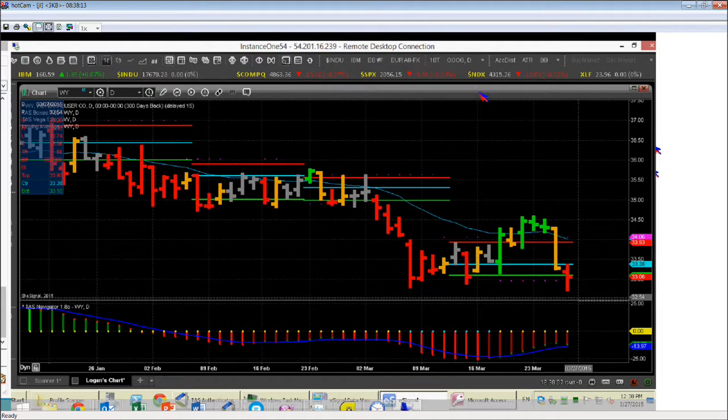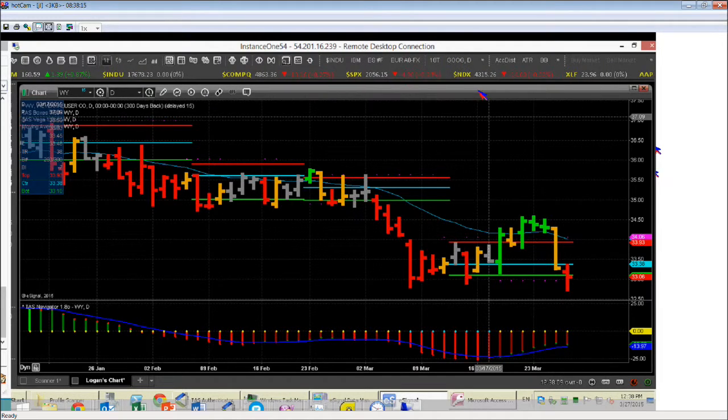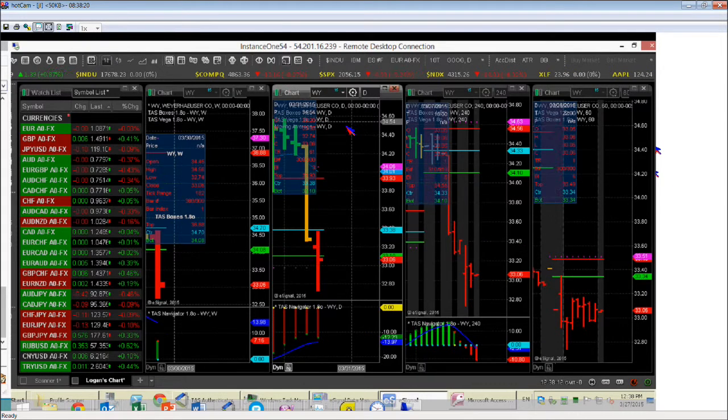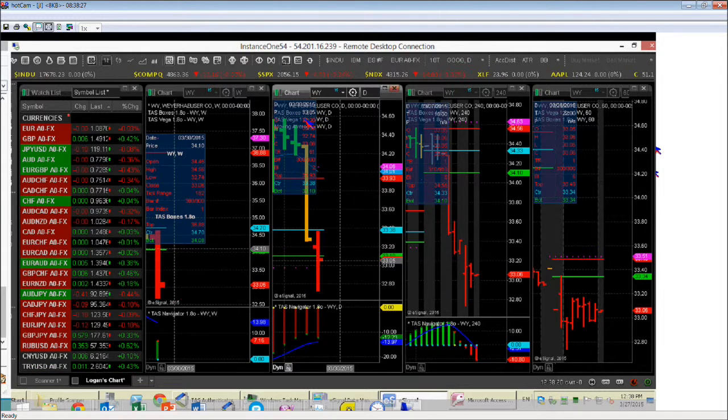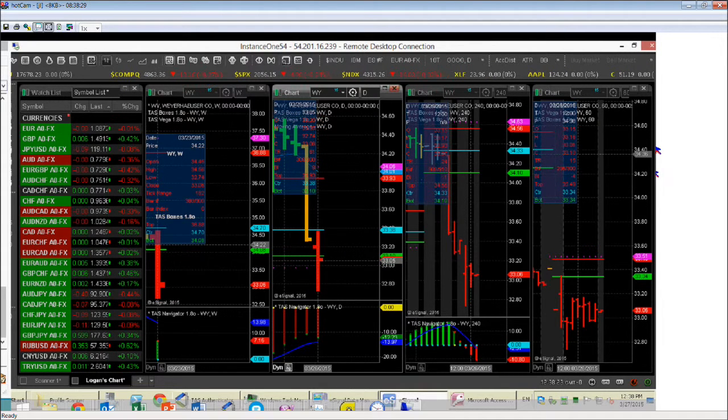But remember to put your stops in. If it doesn't work out, it doesn't work out. The risk reward scenario is what we're always looking for. Short-term stingy numbers are more than likely going to be above 33.25. Long-term stingy numbers above 34.08 on Weyerhaeuser.